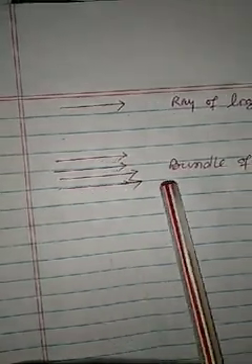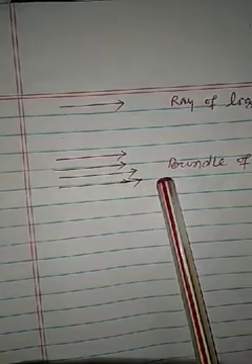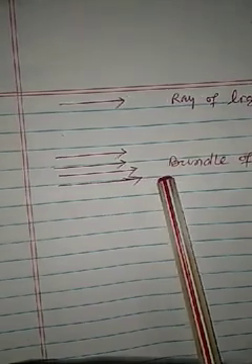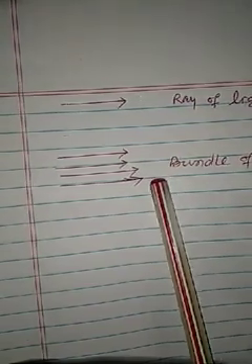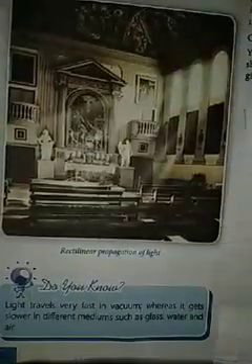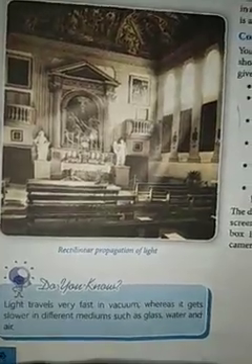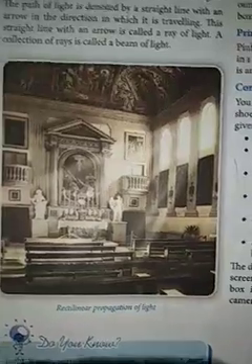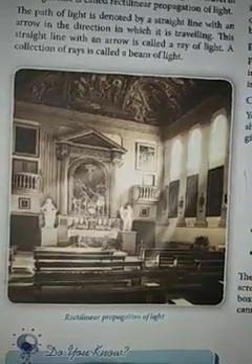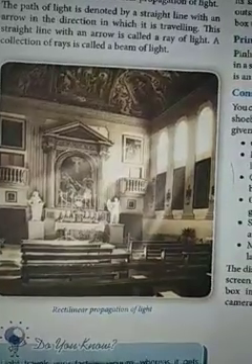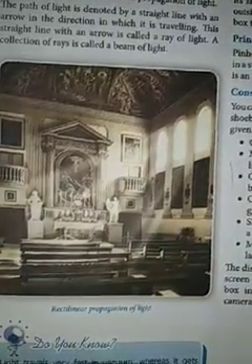A collection of rays is called a beam of light rays. A group of light rays or a collection of light rays is called the beam of light rays. These are the beam of light rays and this is a ray of light. Clear? Now, this is all about the rectilinear propagation of light. Rectilinear propagation of light means the light rays always travel in a straight line. This property of light is called rectilinear propagation of light.